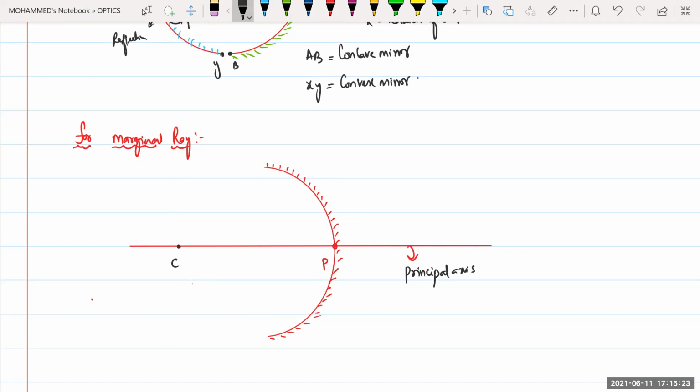Whenever you are drawing the normal, make sure that you draw it from the center of curvature. Is that clear? If I'm taking the ray of light here, this is the marginal ray. Marginal rays means the rays which are very far from the principal axis. The ray which is passing through the center of curvature.